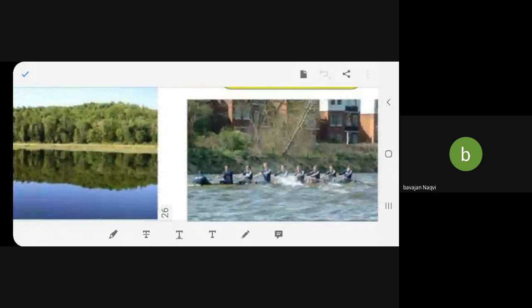If there's no movement in this water, then again we can get the same image of the buildings and the jungles in the water. We can get the image if it is not moving. Is it clear?